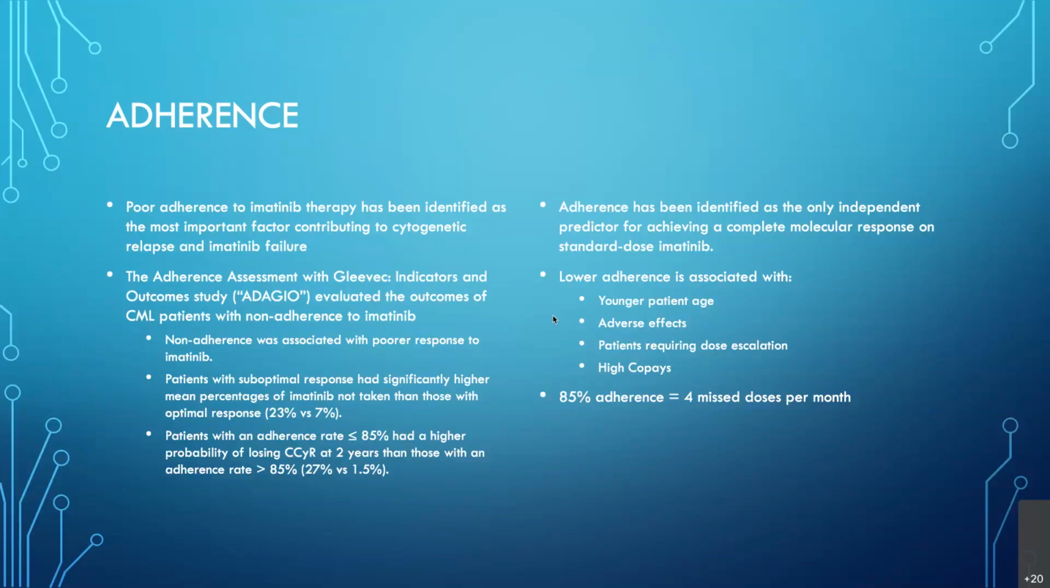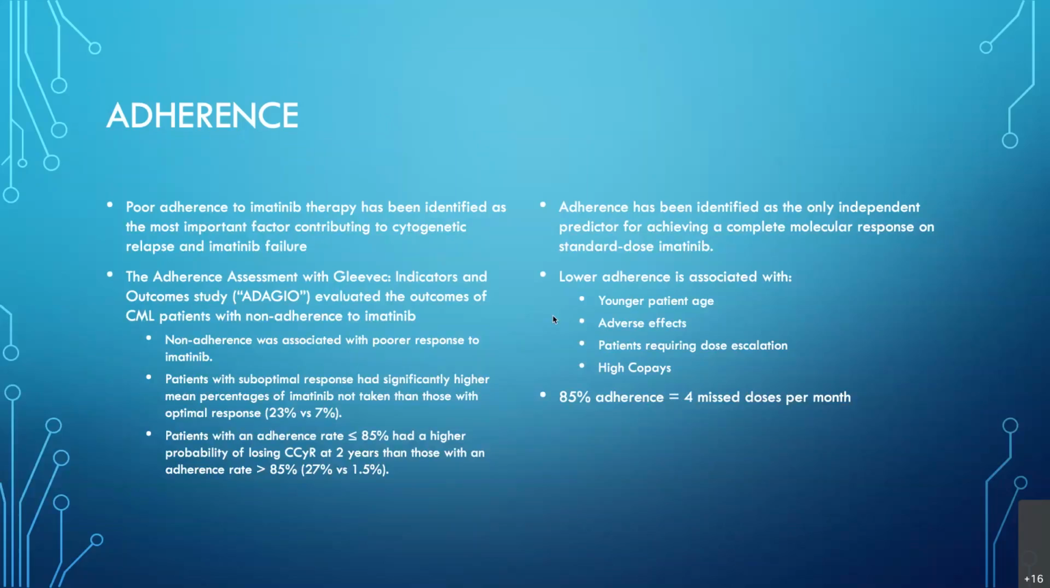And so the ADAGIO study was able to evaluate this, where, not surprisingly, non-adherence or poor adherence was associated with poorer response to therapy. The one number that sticks out in my mind is 85%, where patients with less than 85% adherence had a significantly higher probability of losing their complete response at 2 years than those with a better adherence rate. This is one of the only independent predictors for achieving a complete molecular response, and lower adherence is associated with younger patient age, adverse effects, dose escalation, as well as higher copays.